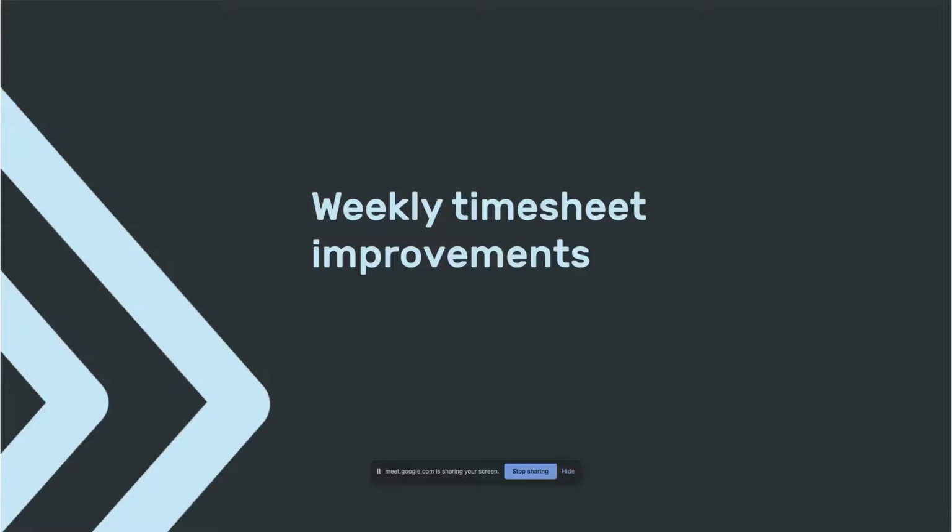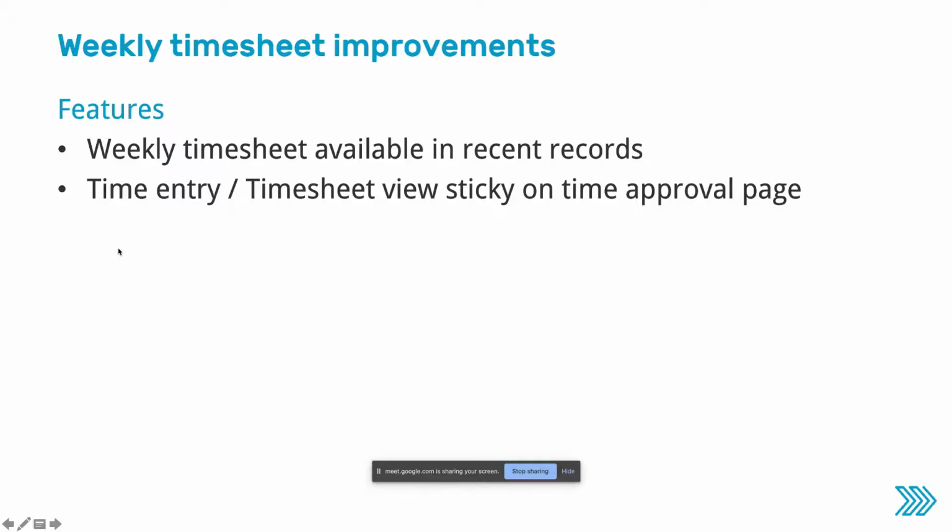Next up, weekly timesheets improvements. A couple of small improvements, but they can come in handy. One is that the weekly timesheet is now available in your recent records. So it's a lot easier for consultants to move back to the last weekly timesheets they were on. If you use the NetSuite native approval page, there's a time entry approval view and a timesheet approval view. That wasn't sticky. Now it's sticky, so it will stick to the last one that you're using.